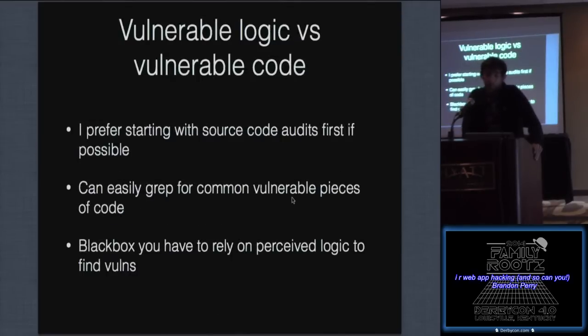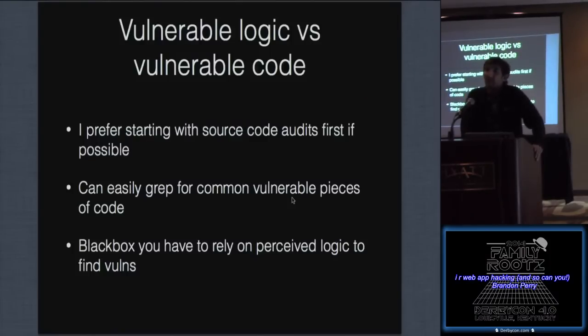Vulnerable logic versus vulnerable code. I much prefer starting with source code analysis. That gives me a good idea of how the application's written. You can just read a line of source code for a SQL injection, and you can just know that that's injectable. I just read that. You can go into a Rails controller and see it's a post, and they're just dropping the params straight into a SQL query, you know. You can easily grep for common vulnerable things.